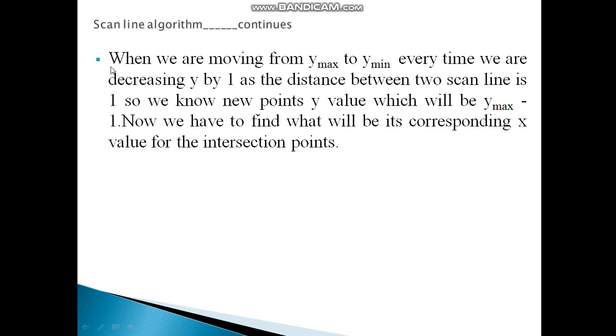Okay, here, when we are moving from y max to y min, every time we are decreasing y by 1, as the distance between two scan lines is 1. So we know the new point's y value, which will be y max minus 1. Now we have to find out what will be the corresponding x value of the intersection point.